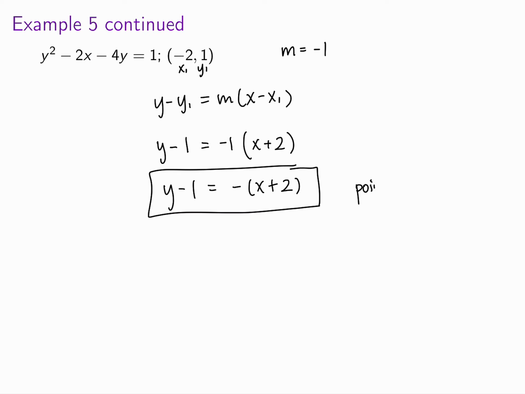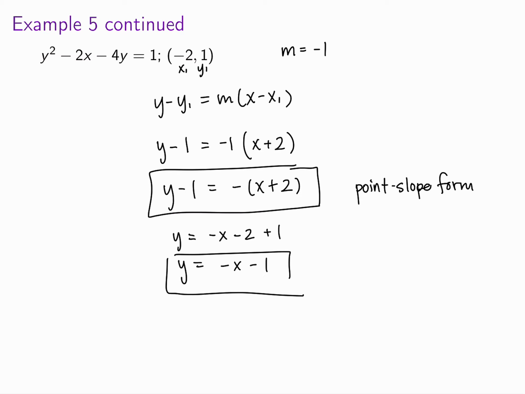So this is point slope form. Or we can say y equals, we'll distribute that negative x minus 2, and then take that 1 and swing it around. So y equals -x minus 1 is our slope intercept form. Either of those are acceptable.